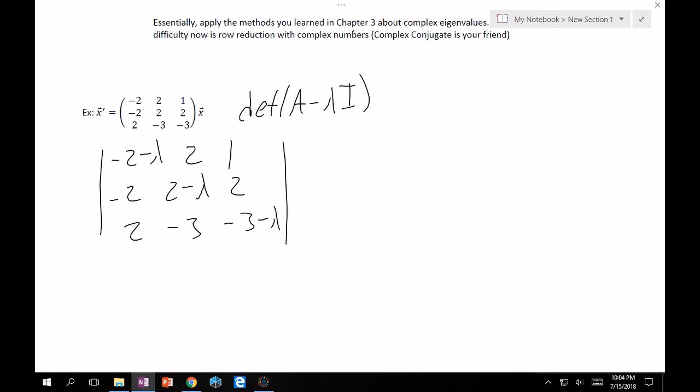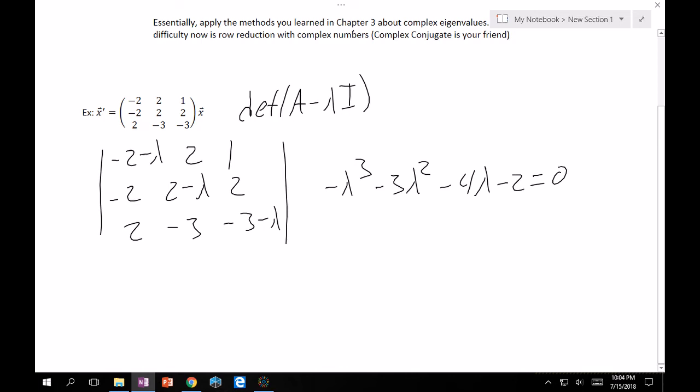If you have no idea what I'm talking about, that means you skipped a video. So go back to the 6.3 video and see how I do that in order to arrive at the characteristic polynomial for this, which I'll tell you is minus lambda cubed minus 3 lambda squared minus 4 lambda minus 2, and this is all equal to 0.